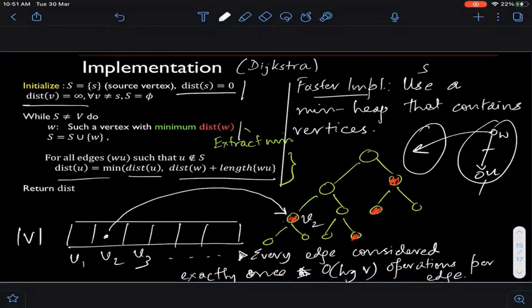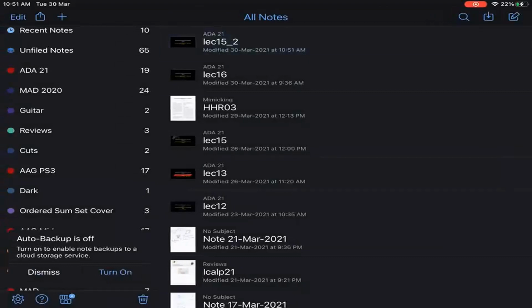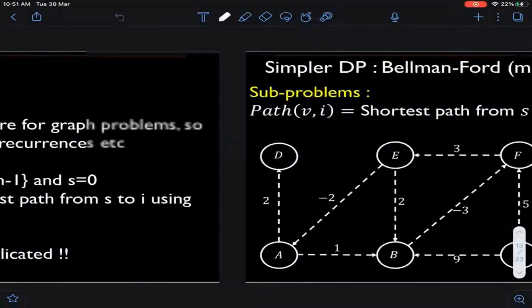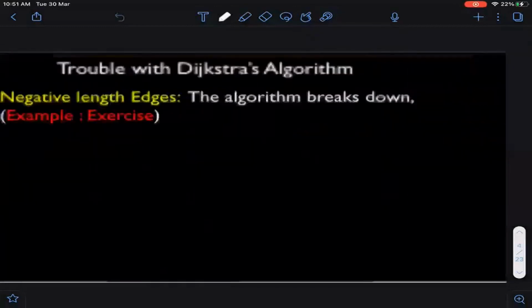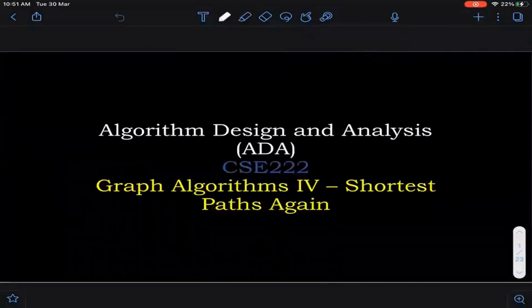Clear to everyone? Any question? Any other question about Dijkstra? Okay, great. All right. So then let's move on to our main topic of discussion, which is the next algorithm that we're going to study for computing shortest paths.